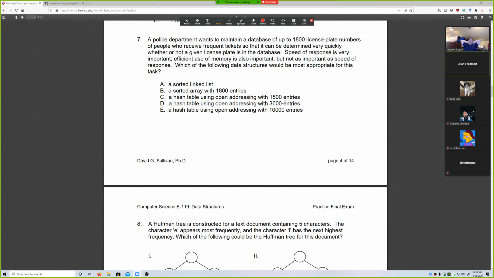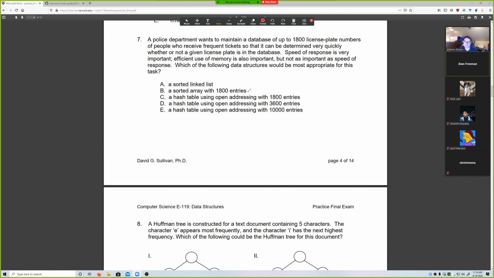Alright, so a police department wants to maintain a database of up to 1,800 license plate numbers of people who receive frequent tickets so it can be determined very quickly whether or not a given license plate number is in the database. The speed of the response from the database is very important. An efficient use of memory is also important, but not as important as speed of response. So, in other words, if you've got two things that will be just as fast, then pick the one that's going to use less memory.